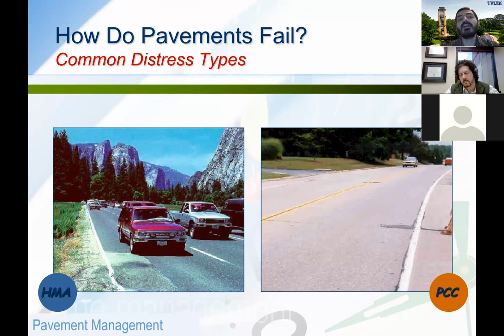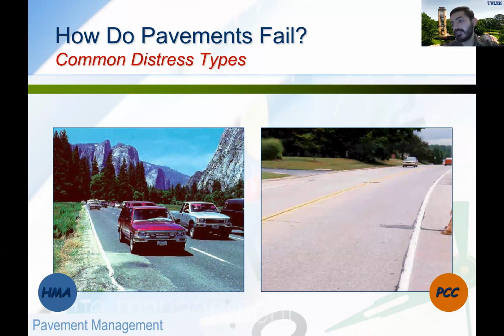Today we're going to discuss how pavements fail. Again, there are two major types of pavements: flexible pavements and rigid pavements. Flexible pavement is basically the most well-known one, which is a mix of liquid asphalt as well as aggregate. We mix them together, and that's what we call flexible pavement. Whereas rigid pavement is basically concrete. So it's water, cement, and aggregates. Sometimes it's reinforced, sometimes it's not.